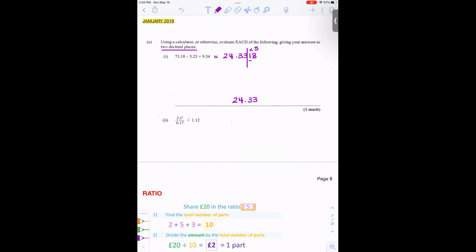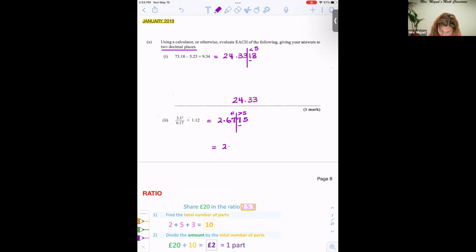Yes, miss. Then we have 3.1 squared divided by 6.17 plus 1.21. The answer is 2.6775. I want to approximate this to two decimal places. The third decimal digit is greater than 5, so I add 1. This is equal to 2.68, correct to 2 decimal places.